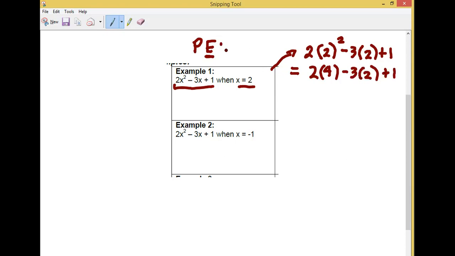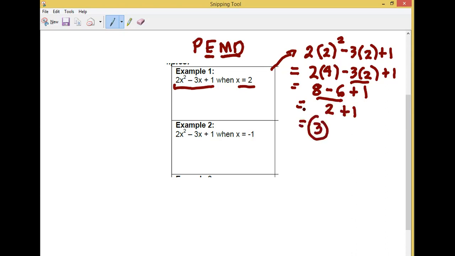The next is multiplication or division. So let's do multiplication because there's no division. 2 times 4 is 8. Minus 3 times 2 is 6 plus 1. So 8 minus 6, this is 2 plus 1. The answer is 3. How about the next one? Example number 2.